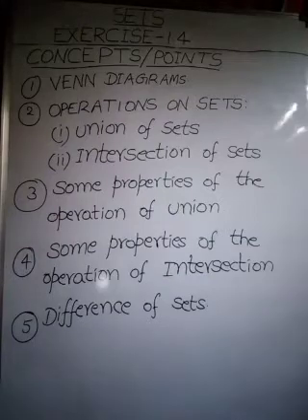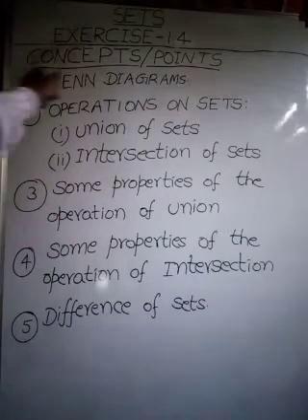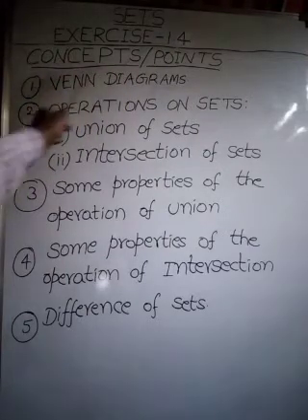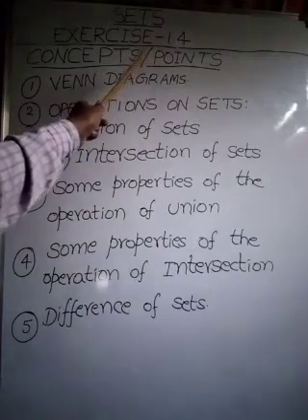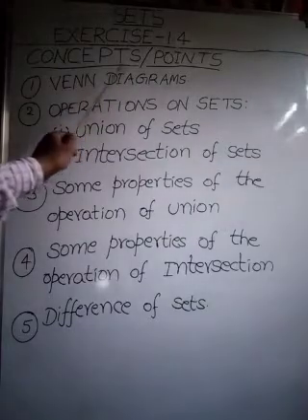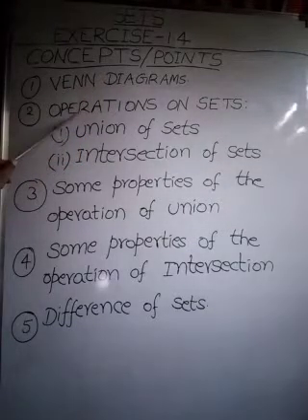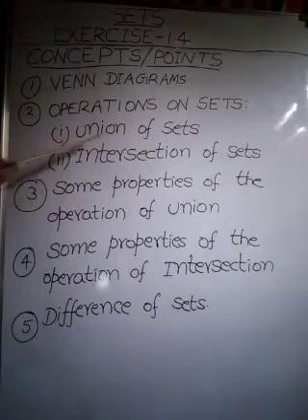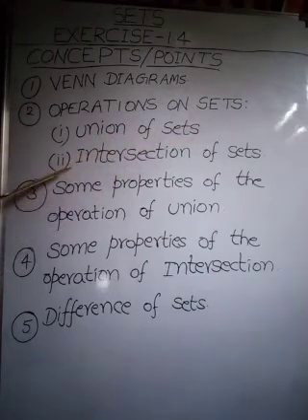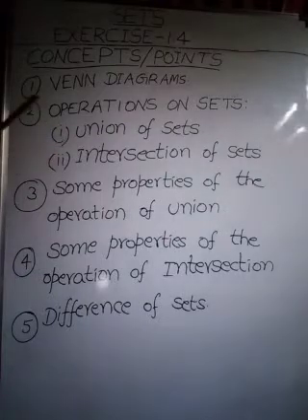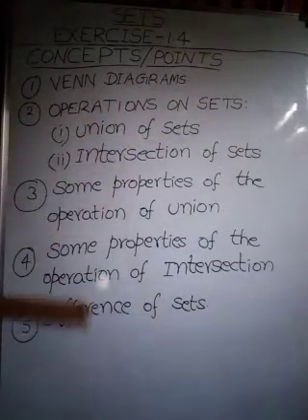Hello, my dear children. Now, in exercise 1.4, we are going to discuss the following points. First one is Venn diagrams, and second point is operations of sets. There are two types of operations on sets: first one is union of sets, and second one is intersection of sets. These are called operations on sets.